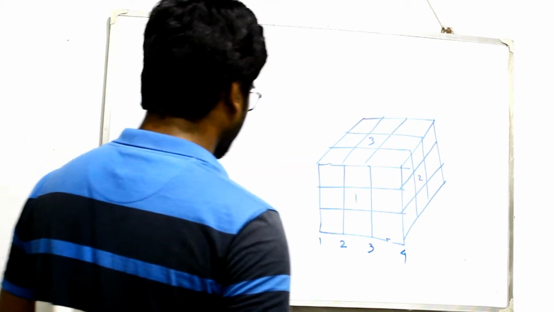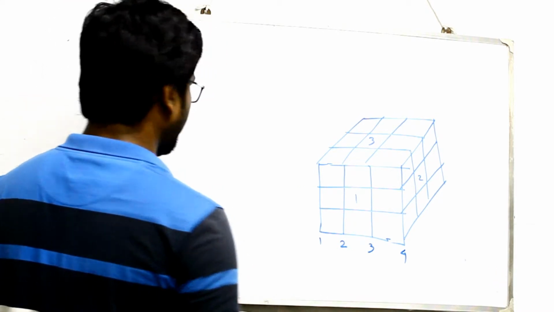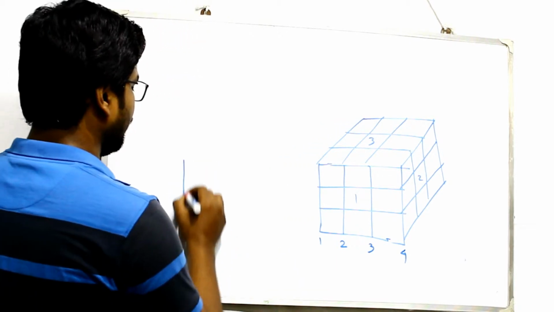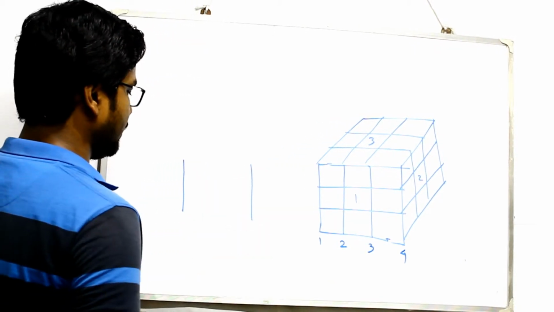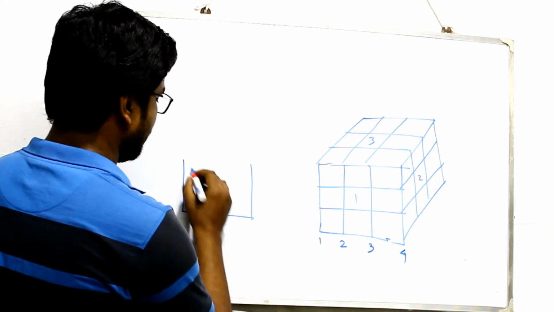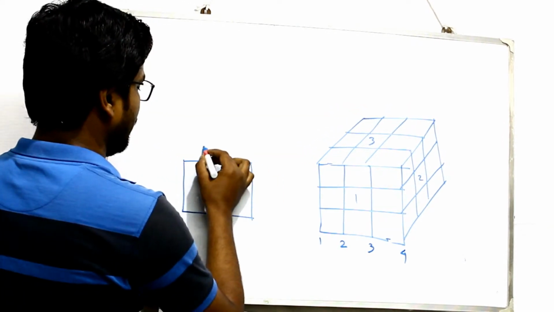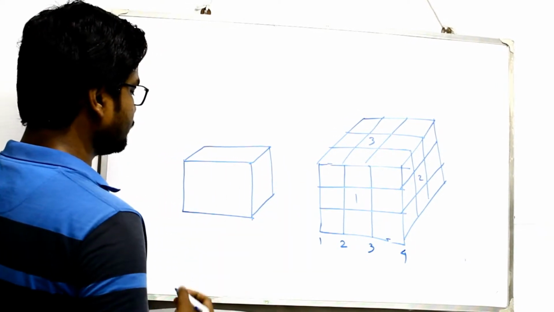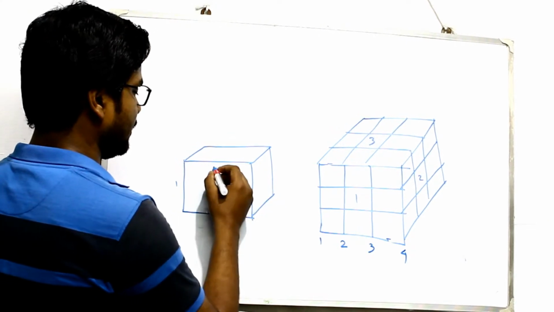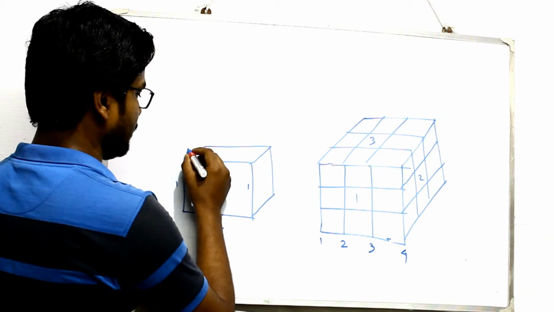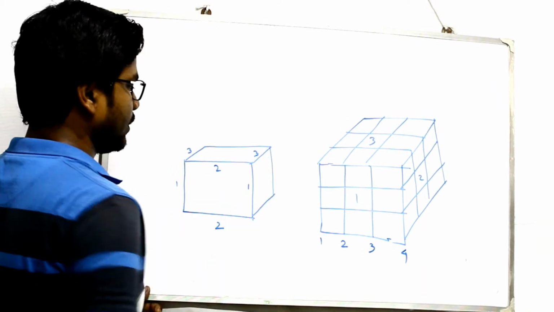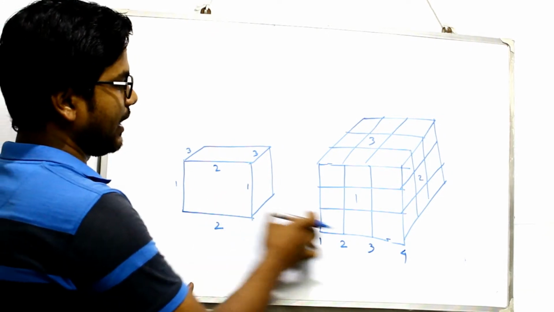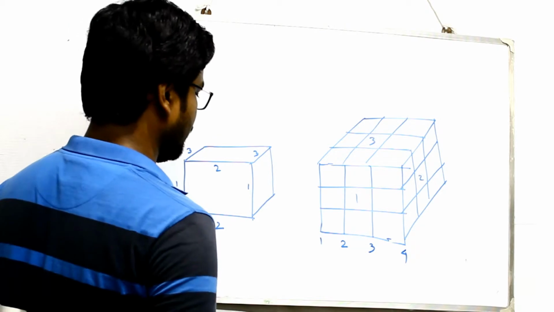Now in order to consider a cuboid, we need to take three sets of parallel planes. First I am taking the first set of parallel planes, then I am taking the second set of parallel planes, and this is the third set of parallel planes. So this is set 1, this is set 2, this is set 3. Now I need to choose these sets of parallel planes among these four parallel planes.